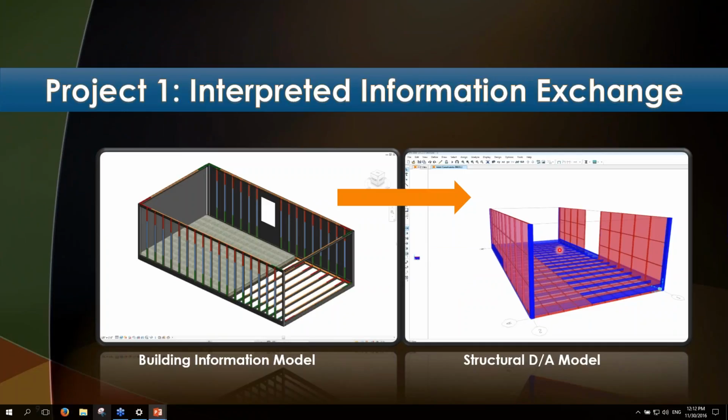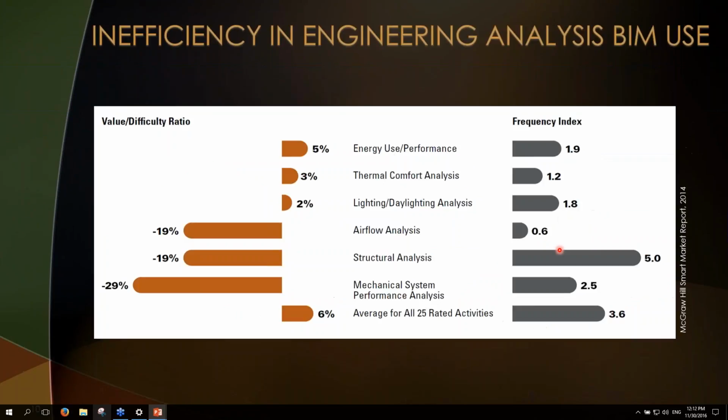This slide shows the result of a survey done by McGraw-Hill in 2012, I think. On the right-hand side, you see the frequency index of different engineering analysis BIM uses, such as structure analysis, MEP, energy analysis. And on the left-hand side, you see the value over difficulty ratio.